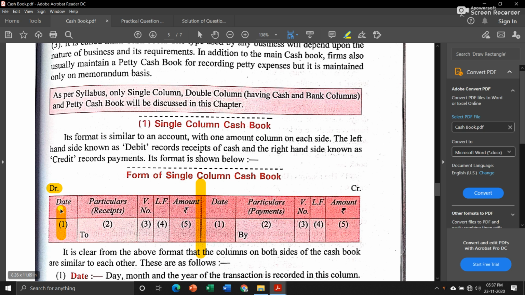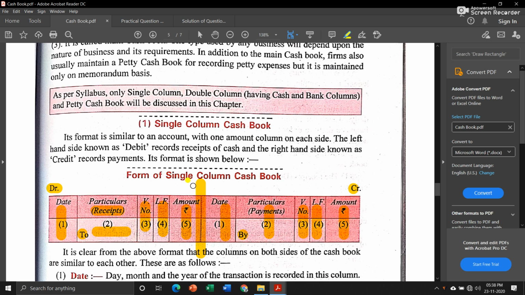Here we will first have the date column, then particulars, that is receipts. That means if we receive any amount of cash, we will record it here. Then we have voucher number, ledger folio number, and lastly the amount column. Now on the debit side, what you have to remember is that before writing any transaction, we will have to add "To". Then on the right hand side, we have the credit side, and here also the first column will be the date column, then the second will be particulars or payments. That means if we have made any payment in cash, then we will record it here by writing "By" in front of all the transactions. Then we will have voucher number, ledger folio, and at last the amount.